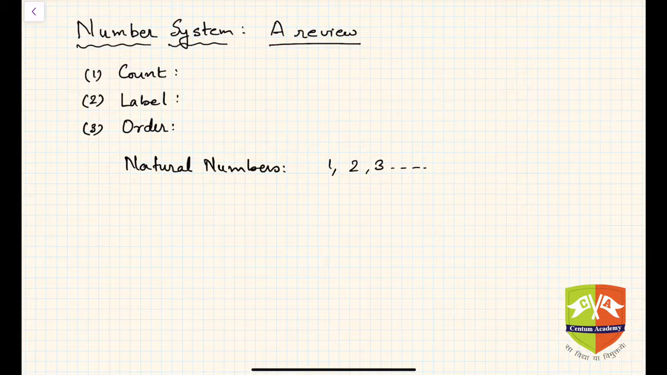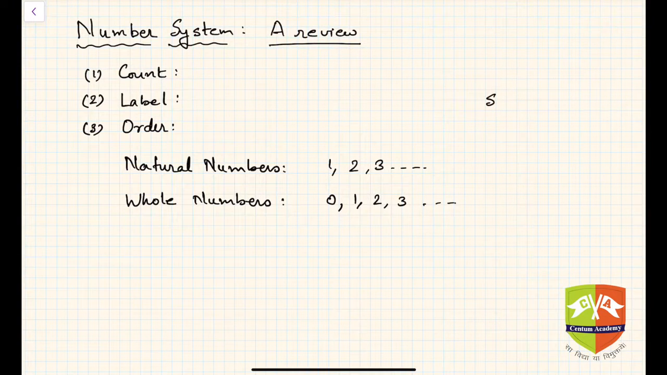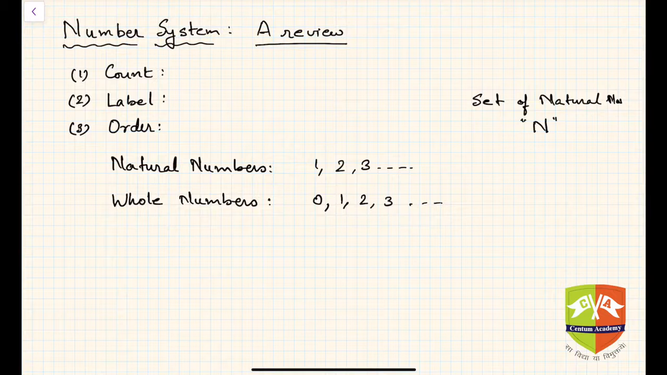But then we soon graduated into another set of numbers, which is called whole numbers. Whole numbers are nothing but numbers starting from 0: all counting numbers plus 0. 0, 1, 2, 3, 4, 5, and so on and so forth are all whole numbers. Now, the set of natural numbers, please notice I am saying set of natural numbers, is denoted by the letter N. N for natural. Similarly, the set of whole numbers is denoted by the letter W.